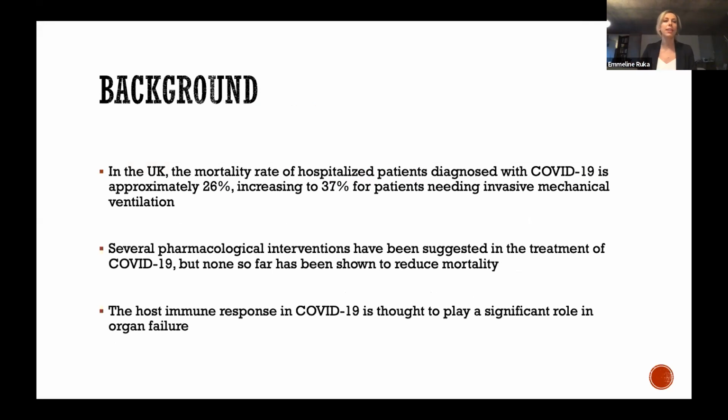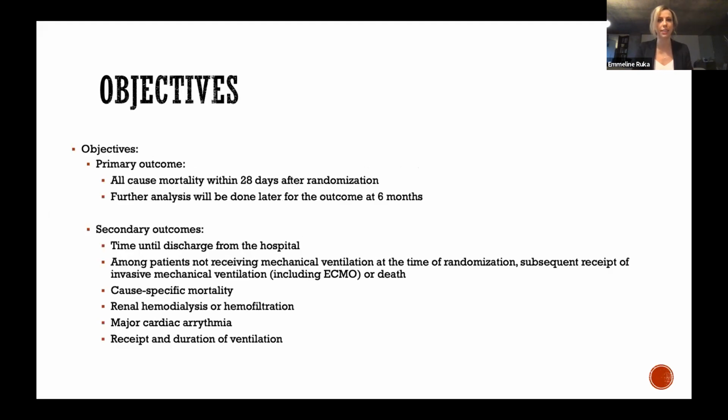So this study was made in the UK. In the UK, the mortality rate of hospitalized patients diagnosed with COVID-19 is around 26%, and it goes up to 37% for patients needing invasive mechanical ventilation. Again, they point out that a lot of pharmacological treatments have been tested, but none so far has been proven to reduce mortality. And like I was talking about earlier in the presentation, the host immune response in COVID-19 is thought to play a significant role in organ failure. Therefore, steroids, in theory, make sense to use, especially not at the beginning of the disease.